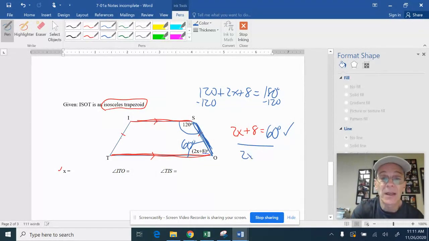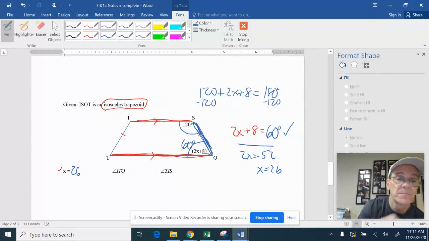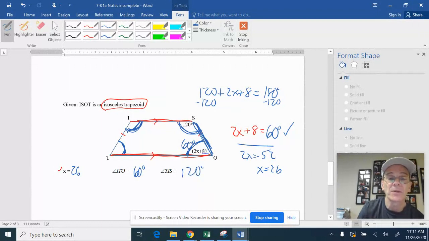Subtract your 8 from both sides, divide both sides by 2. X turns out to be 26. There you go. Okay. How about the measure of angle ITO? That's this one here. Well, that's going to be congruent to that angle over there, 60 degrees. And this angle up here, angle TIS, obtuse, going to be congruent to that one there, 120 degrees.